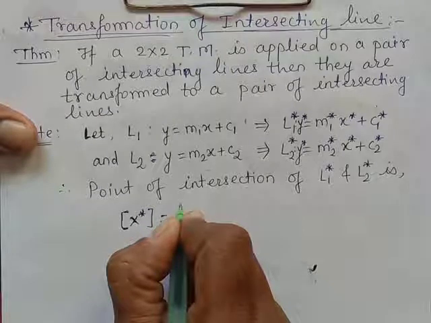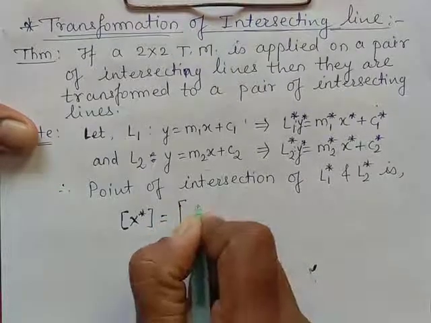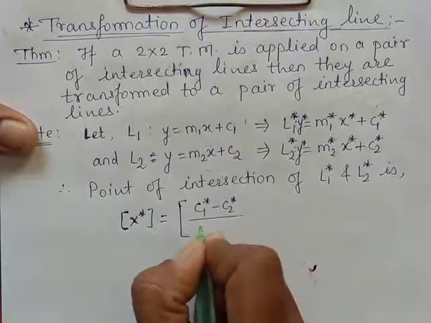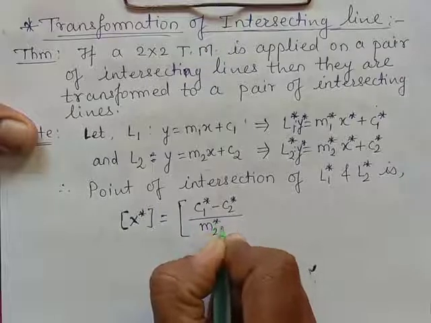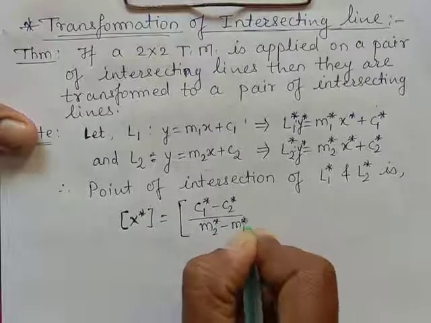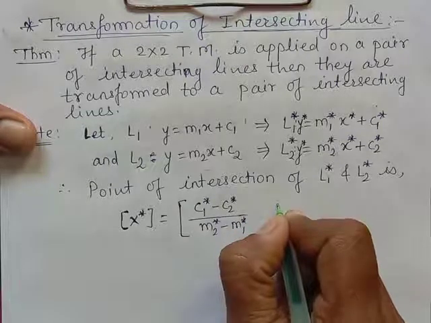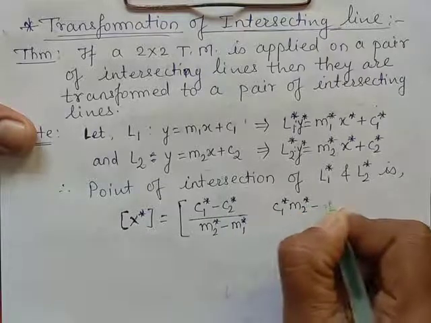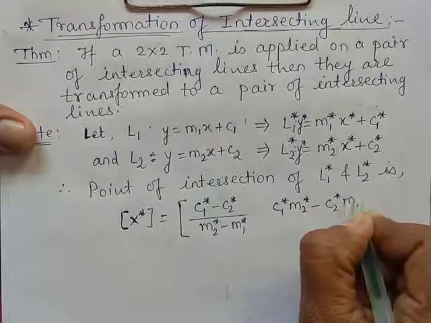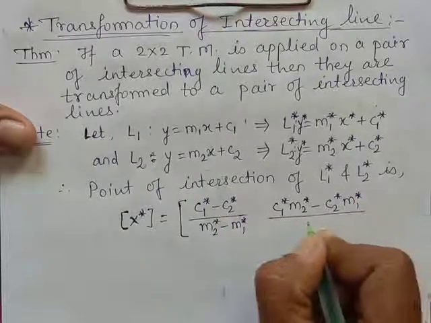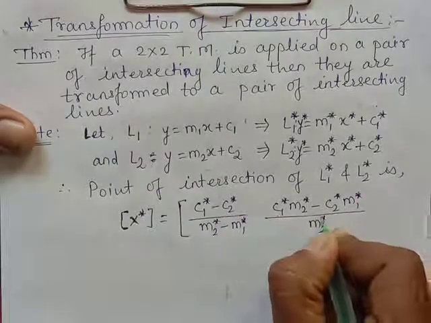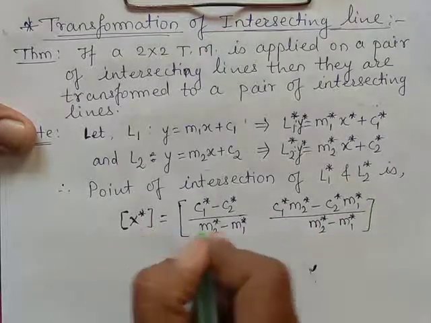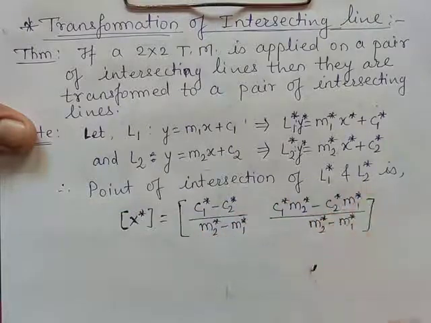That x star is nothing but having the coordinates (c1 star minus c2 star) upon (m2 star minus m1 star), and (c1 star m2 star minus c2 star m1 star) upon (m2 star minus m1 star). These are the coordinates of the point of intersection of L1 star and L2 star.